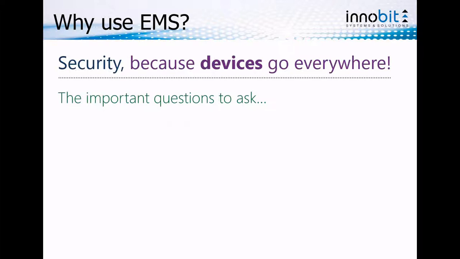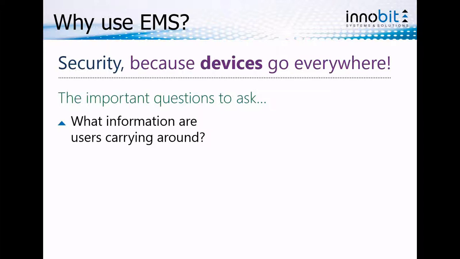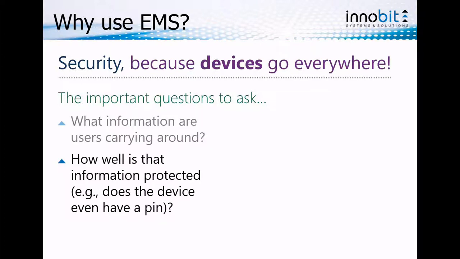Well, one of the first is going to be, what information are users carrying around. Now, from my experience, I can say that when devices are being used for work purposes, then the chances are that they have some information which is of interest to outside parties. So what's really important to then ask is how well that information is protected. For example, does it even have a PIN?